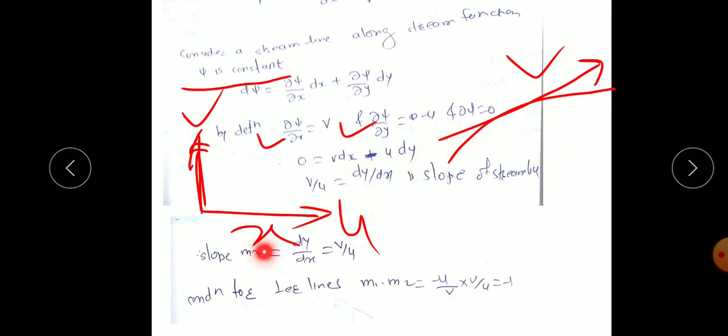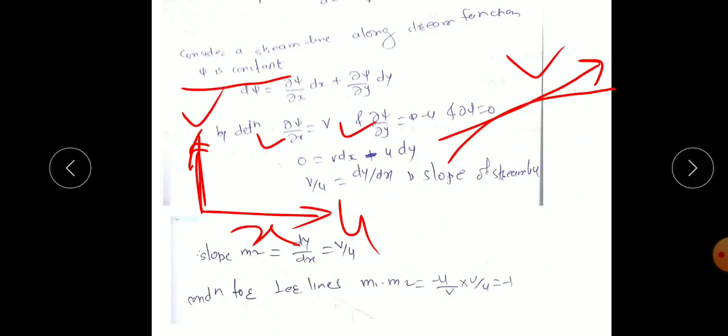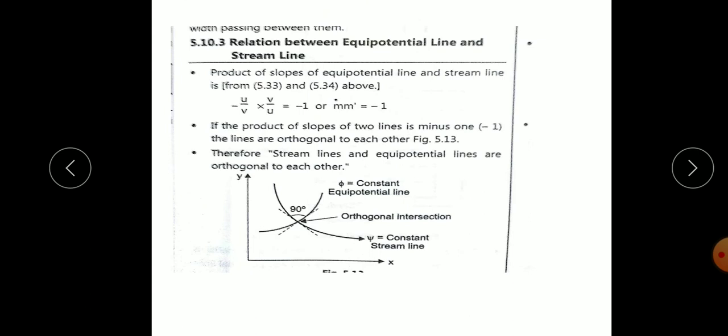So v by u is equal to dy by dx, which is the slope of the streamline. So the slope is m2. If you consider these two lines, with slopes m1 and m2, m1 we already considered as minus u by v. Minus u by v into v by u will be minus 1. So these two will be perpendicular.